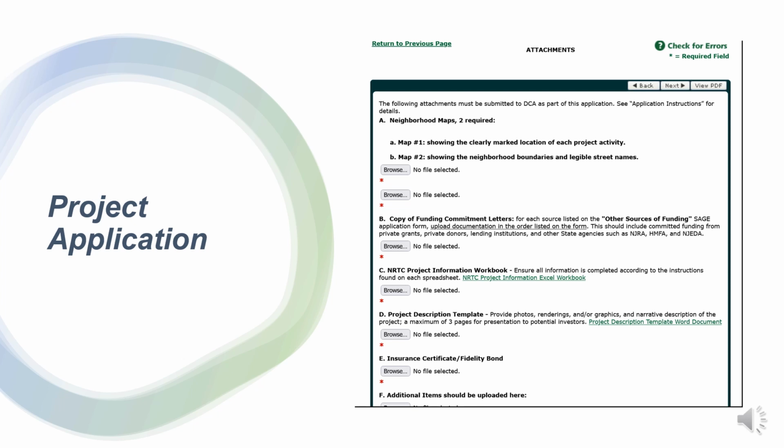We also wanted to highlight the attachments page, which has had quite a few changes. 2 maps are now required. Funding commitment letters will still be uploaded to B, but remember letter C is where you will upload your project information workbook, and letter D now has your project description template. Lastly, your Fidelity bond will be uploaded to letter E.